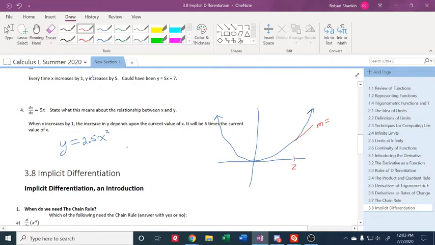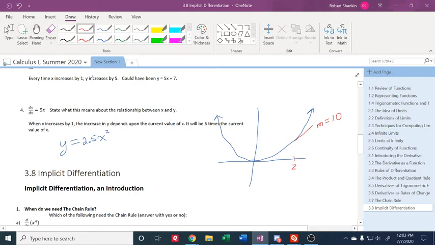Anybody? 10. 10. We got the 10 by plugging the 2 in here. The slope depends on the current value of x.